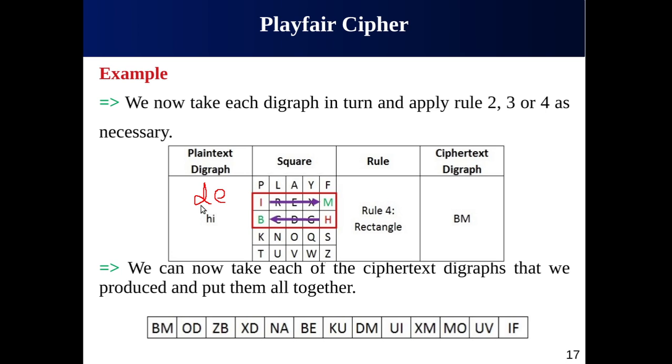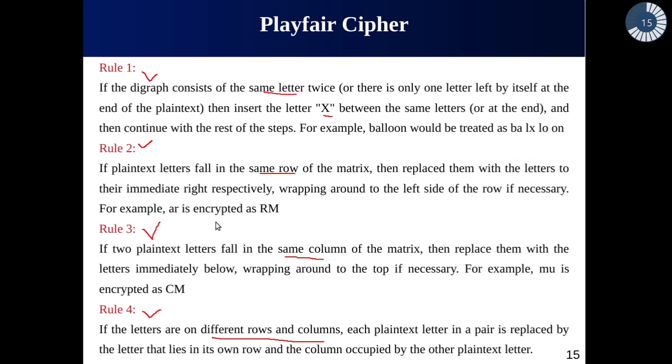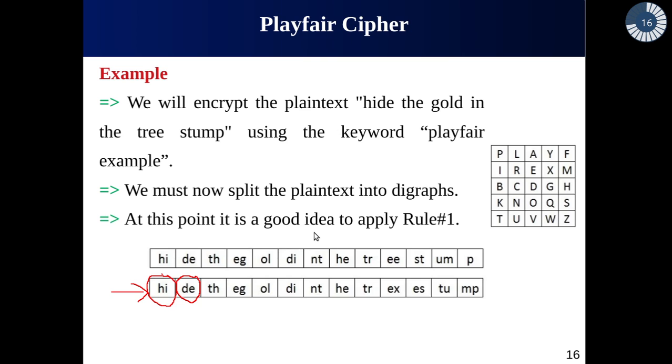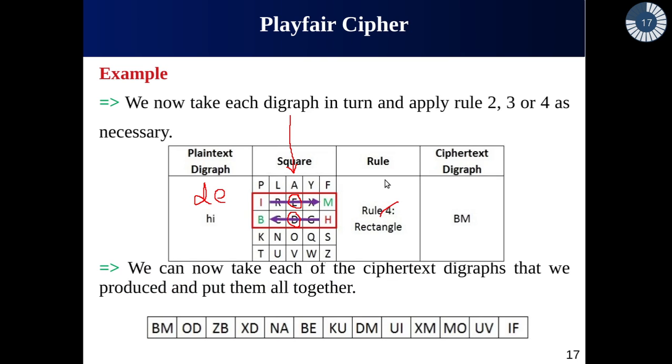First thing you need to do is to find whether rule number 2 will be applied, rule number 3, or rule number 4. Okay, so search for D. D is here. And search for E. I think this is E. Yes, E is here. They are in the same column. If they are in the same column, which rule will be applied? Rule number 3. So now you have to apply rule number 3 to encrypt this second digraph.